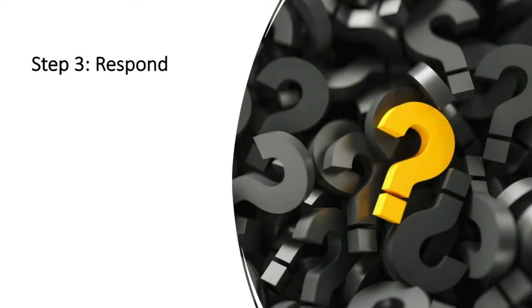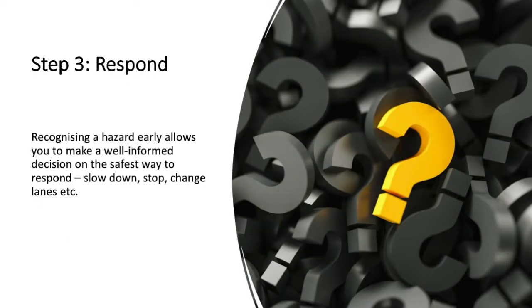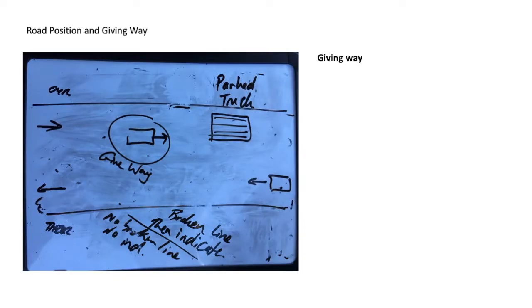And respond. Recognising a hazard early allows you to make a well-informed decision on the safest way to respond. That could be to slow down, stop, or change lanes.